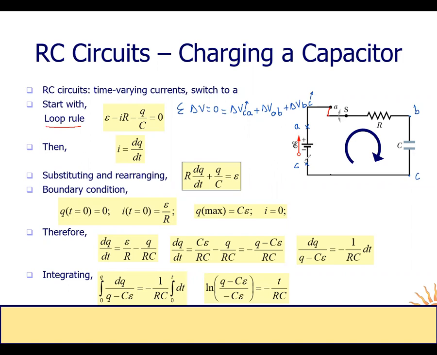You know the current must be out of the positive side. So here we have I, and the current will be in this direction. Delta V CA equals VA minus VC, plus VB minus VA, plus VC minus VB.